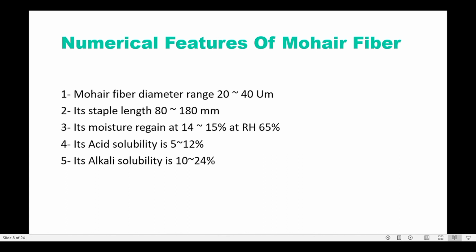Numerical features of mohair fiber: diameter range 20 to 40 micrometers, staple length 80 to 180 millimeters. Its moisture regain is 14 to 15% at an RH level of 65%. Its acid solubility is 5 to 12%. Its alkali solubility is 10 to 24%. These were the numerical features of mohair fiber.